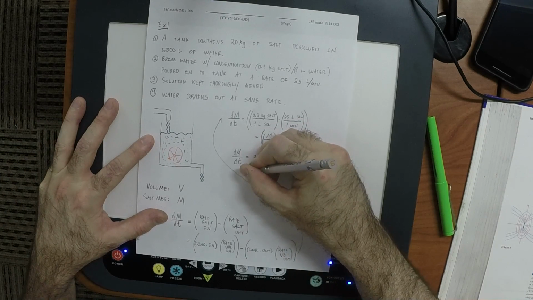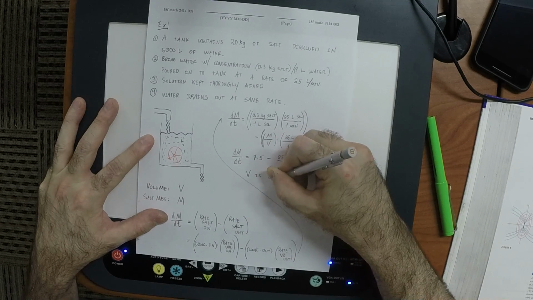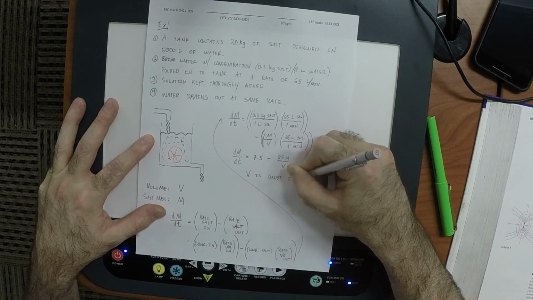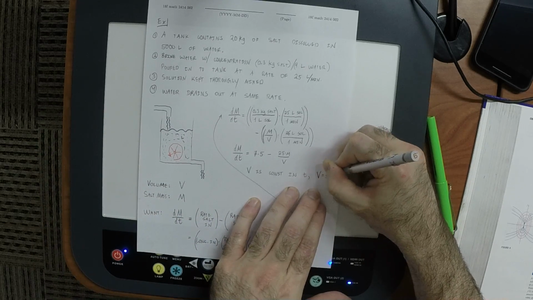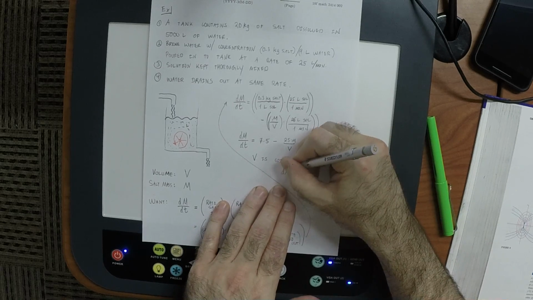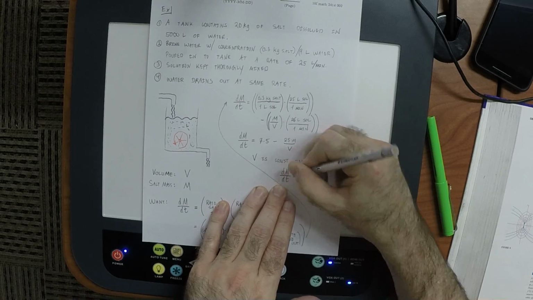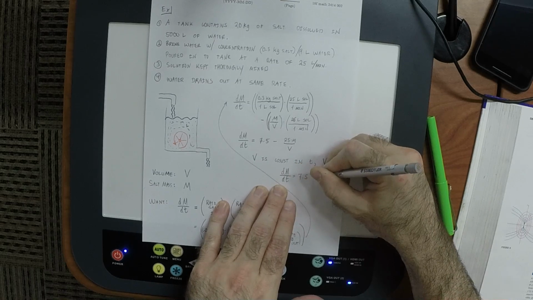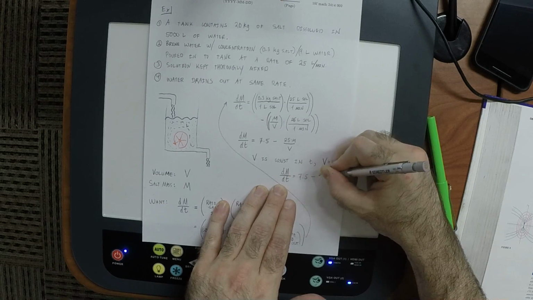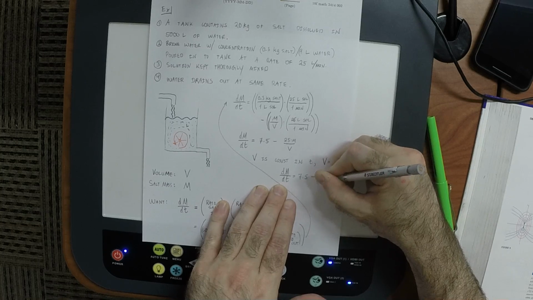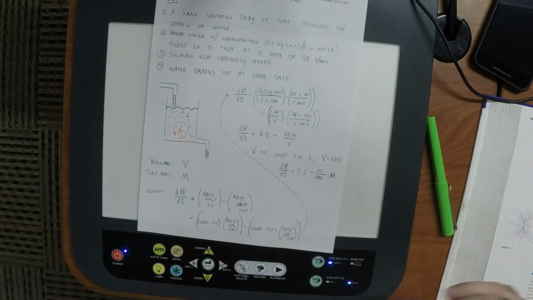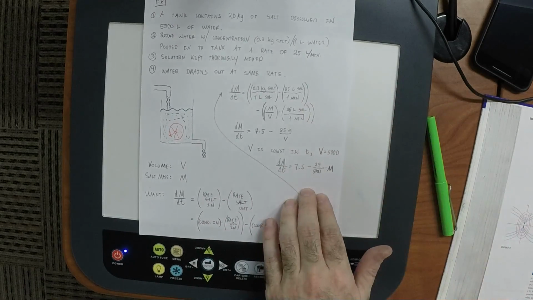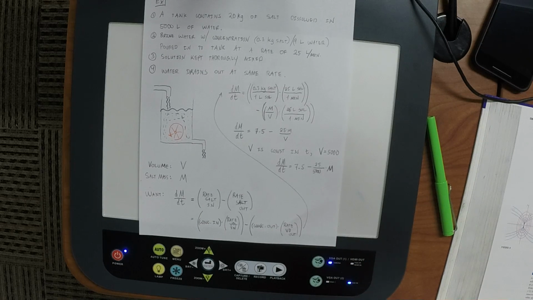Okay, so then V is constant in time. And therefore, we know that V is just 5,000. So that we have this: dm/dt is 7.5 minus, what, 25 over 5,000 m. All right. Any question about how we got there? Is this okay? All right.